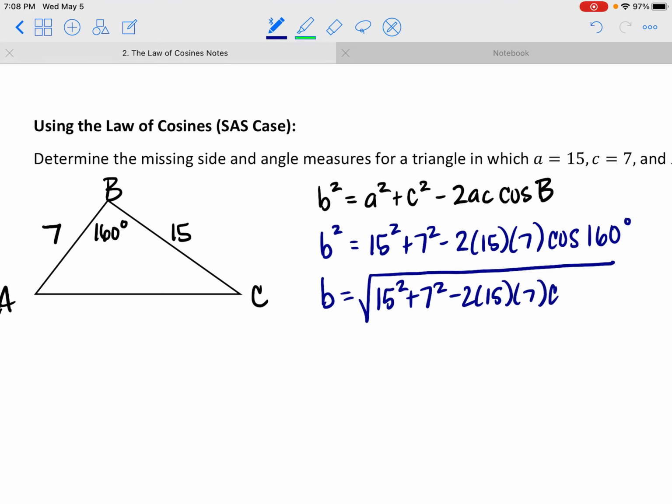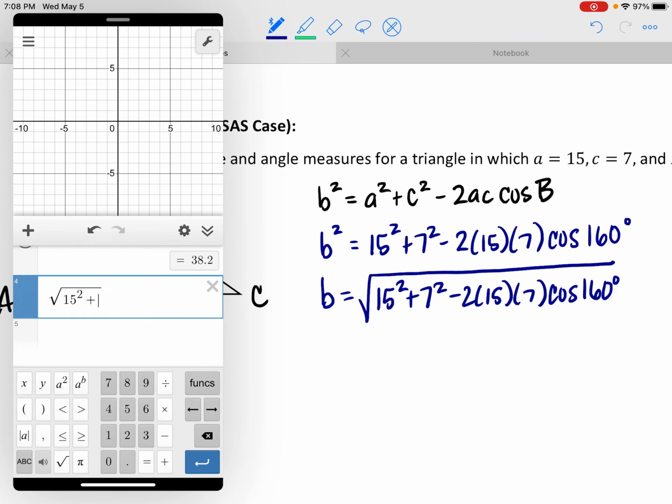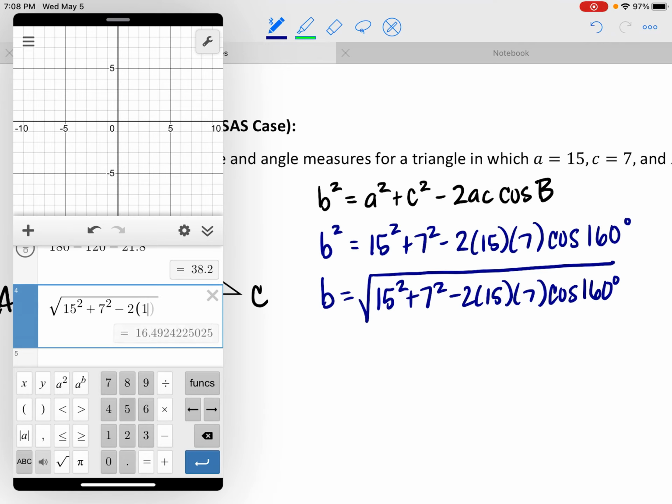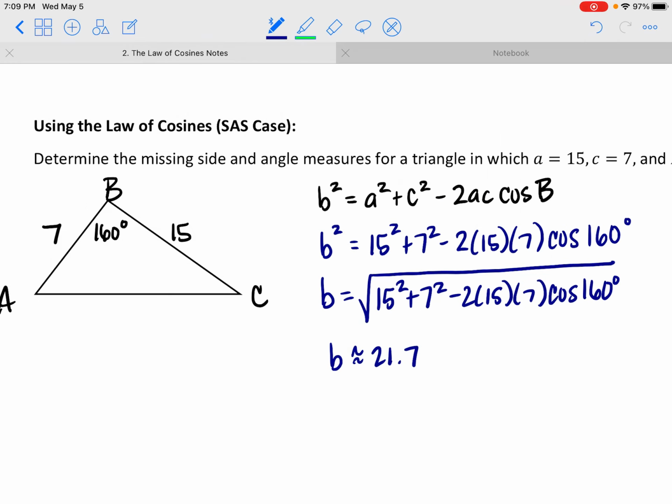I'm not going to worry about doing any multiplying since I know I'm just going to put this in the calculator, and I am mistake prone, so let me just calculator all of this. 15 squared. I just made calculator a verb. Yes, that happened. Sorry. Minus 2 times 15 and 7. And then that's going to be multiplied by the cosine of 160. And let's make sure we're still in degrees. And so we end up with b as approximately 21.7. So now I can put 21.7 here.